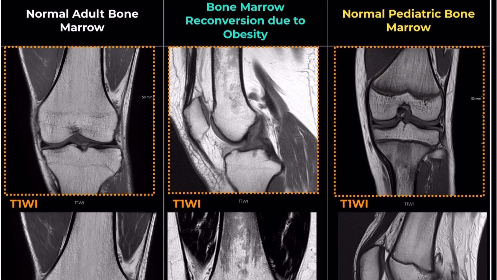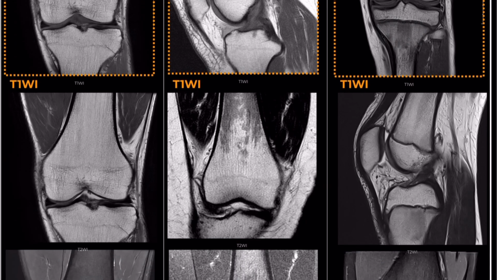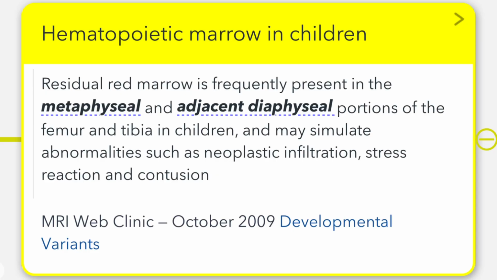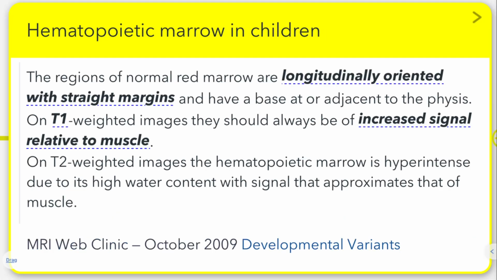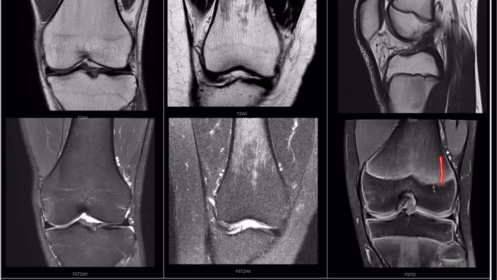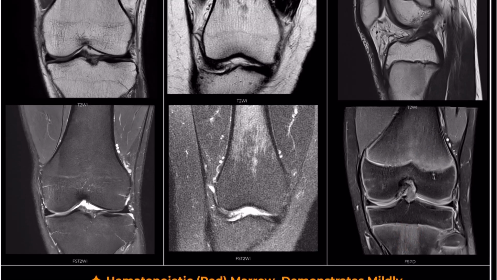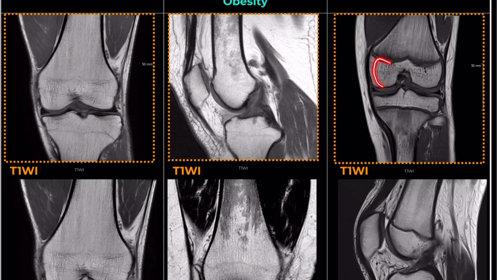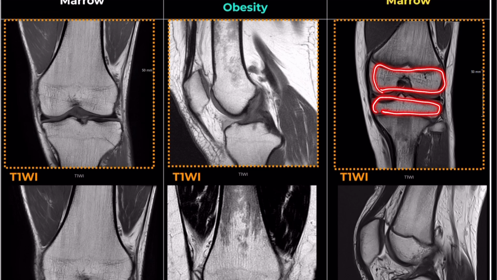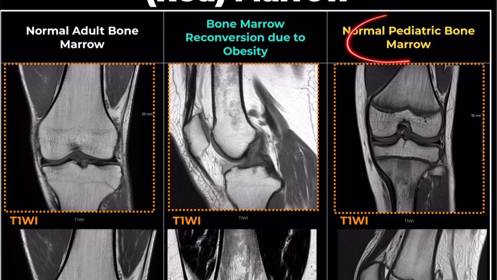On T2-weighted images, the hematopoietic marrow is hyperintense due to its high water content, with a signal that approximates that of muscle. Note the distinctive striated and flame-shaped appearance in the metaphyses and diaphyses of the femur and tibia. Typically, the epiphyseal regions are spared. These features are characteristic of normal hematopoietic marrow in children and should not be mistaken for pathology.